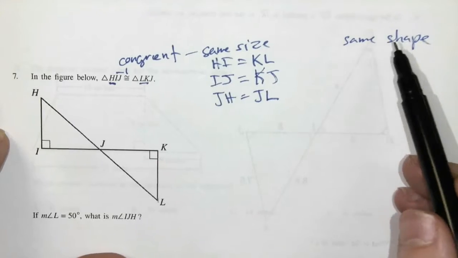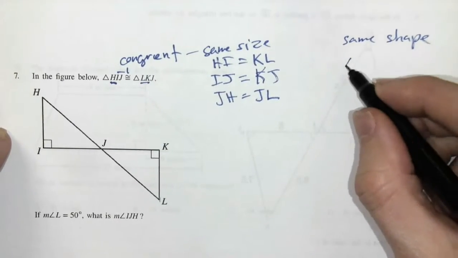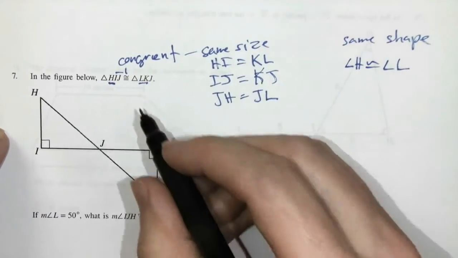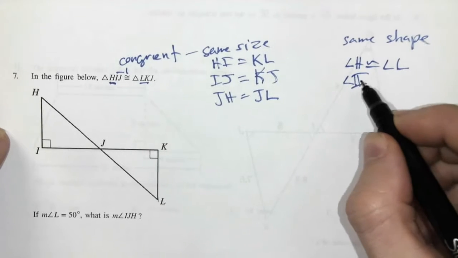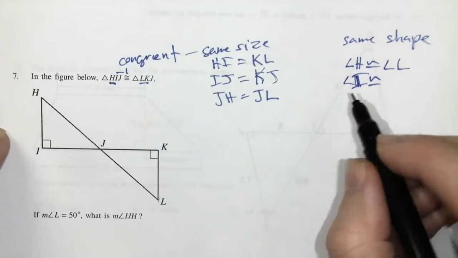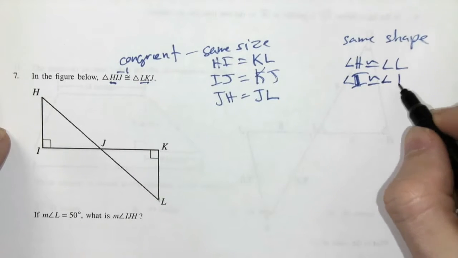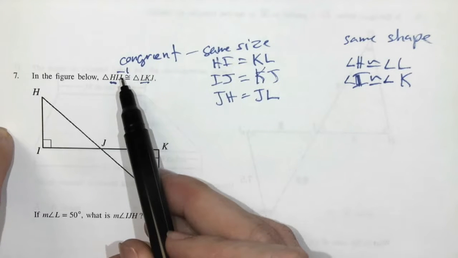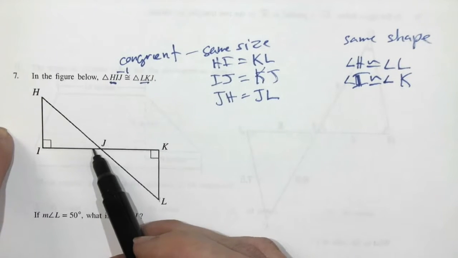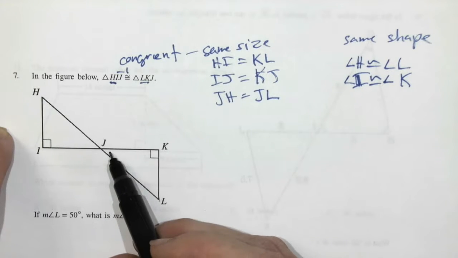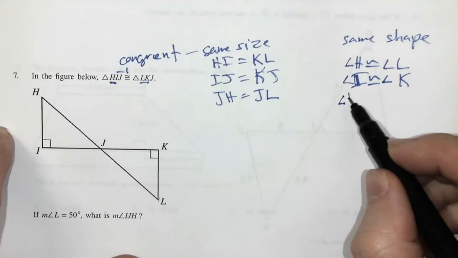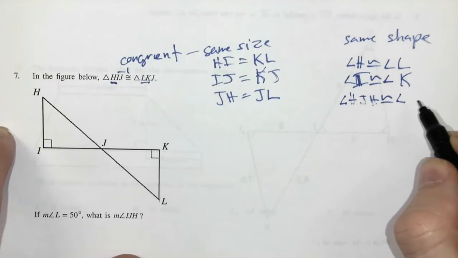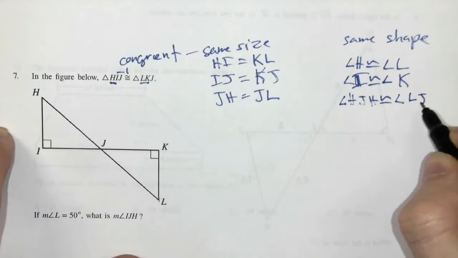What do I mean by same shape? I mean corresponding angles are congruent. So angle H is congruent to angle L. Angle I is congruent to angle K. And then angle J is congruent to angle J, but you need to make sure for these you're going to have to use 3 letters. So if I just say angle J, am I talking about this angle or this one? Well, so we're going to say angle HJI is congruent to angle LJK.